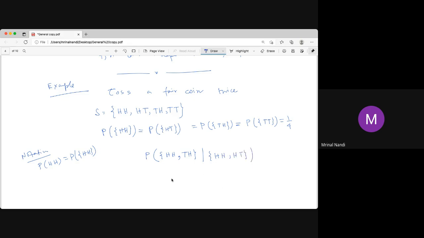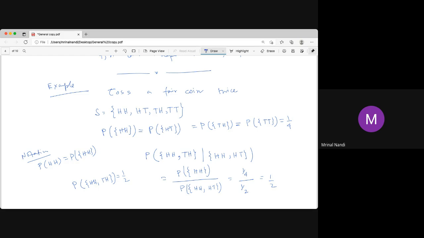So what is the probability of this? Conditional probability. This is the intersection of these two. What is the intersection? Intersection is just HH, divided by the conditional part. The probability of HH is 1 by 4, and the probability of the conditioning event is 1 by 2. So it is just half, which is the same as the unconditional probability of the second toss being head, the set HH and TH, also half.